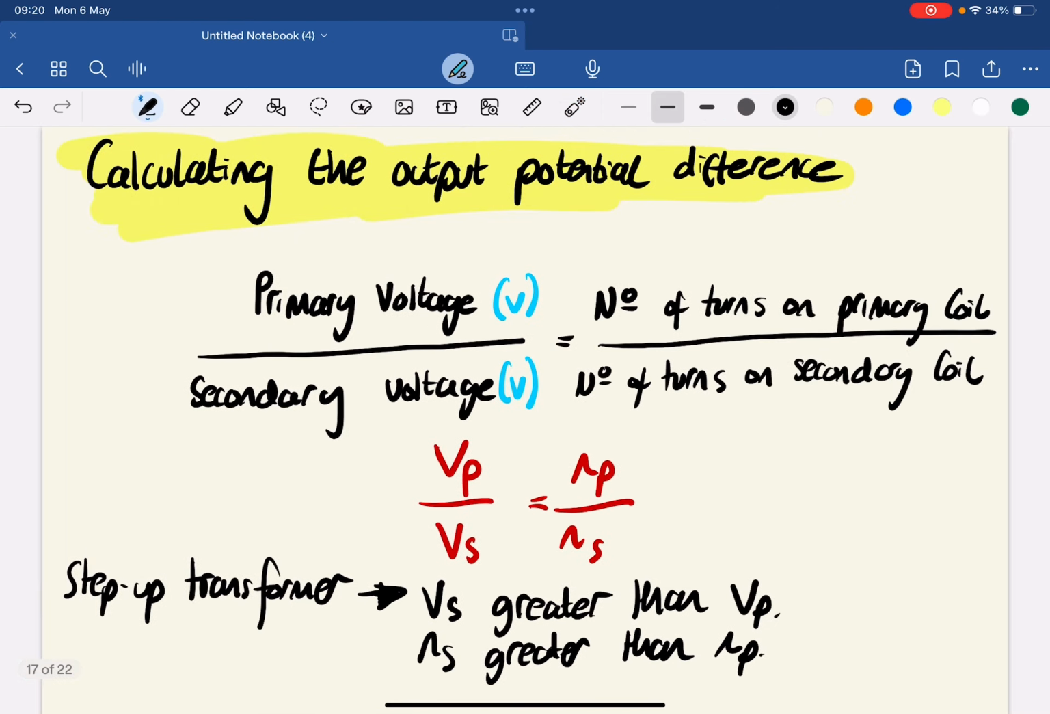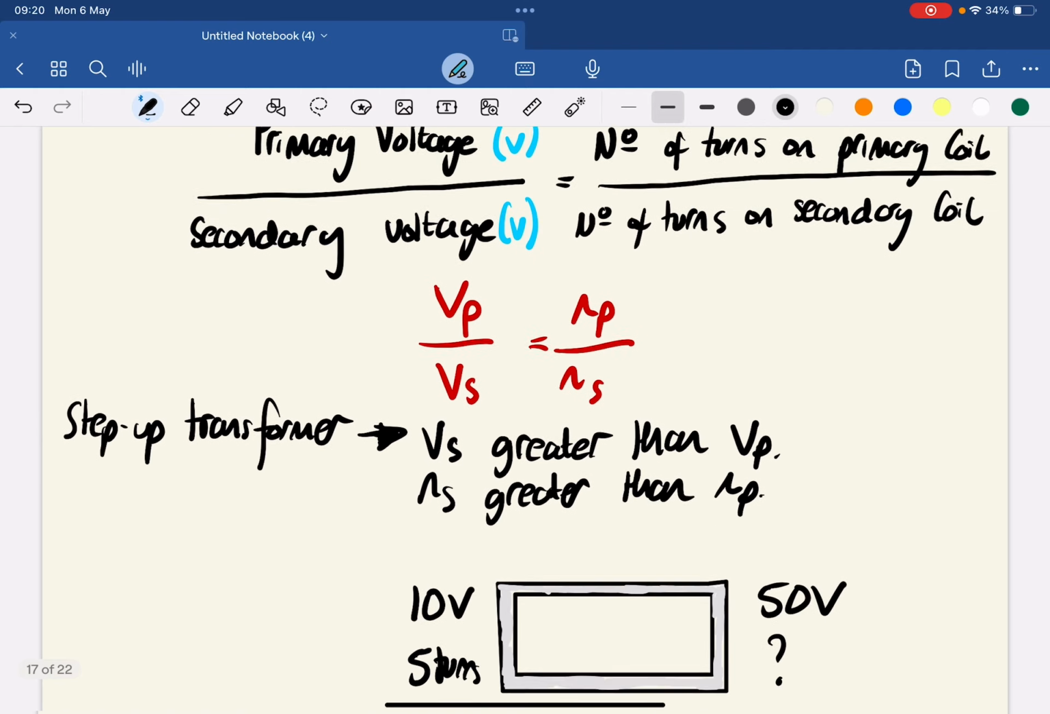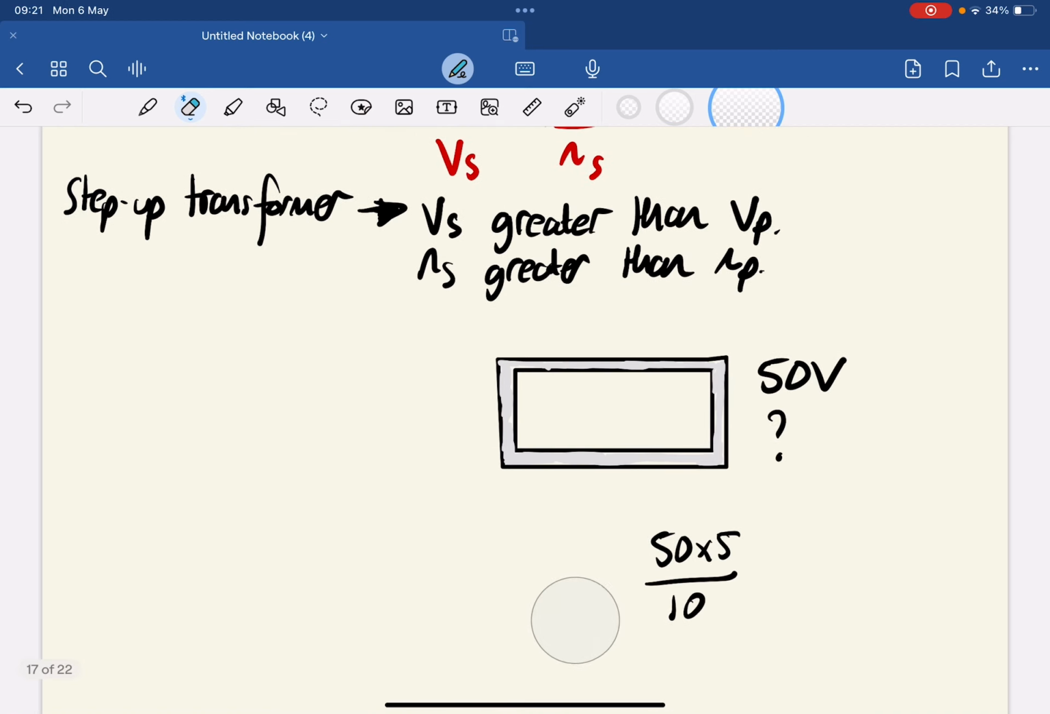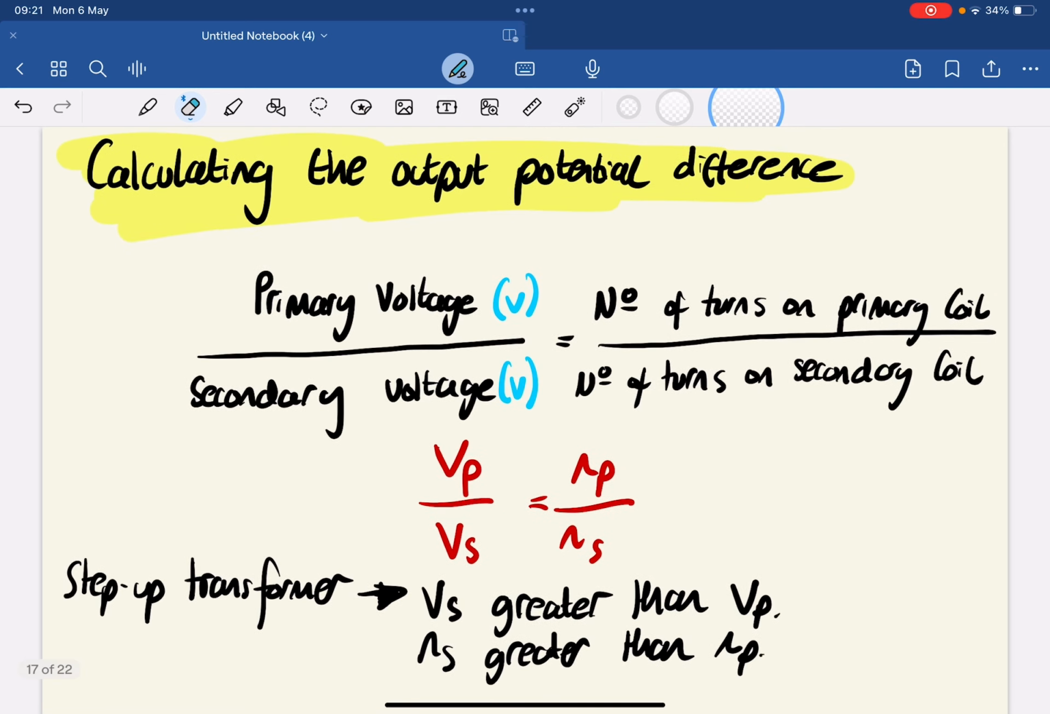So what calculations do we have to know? Well, potentially we've got to be able to use this calculation here, which is calculating the output potential difference. So let's look at our calculation: it's going to be Vp divided by Vs, which is the voltage in the primary, that potential difference, divided by the potential difference in the secondary. And that is going to be equal to the number of turns on the primary, Np, divided by the number of turns on the secondary, Ns.